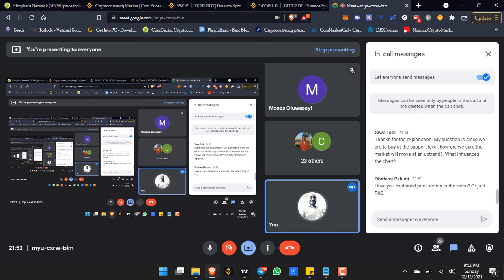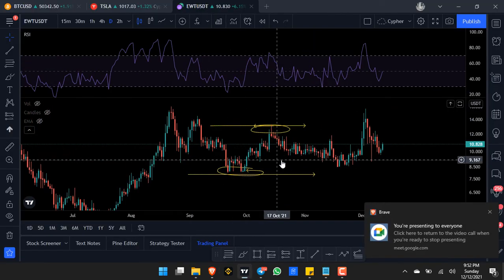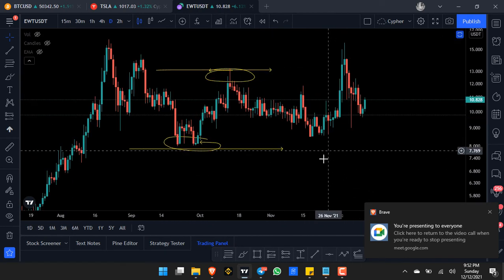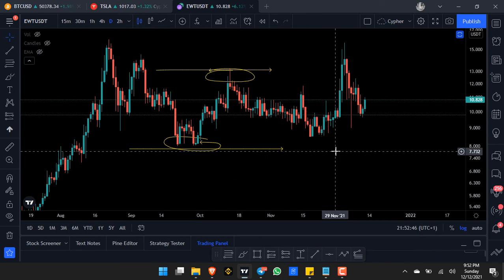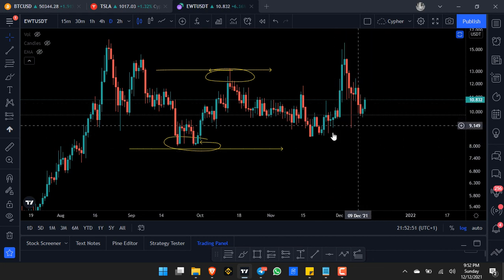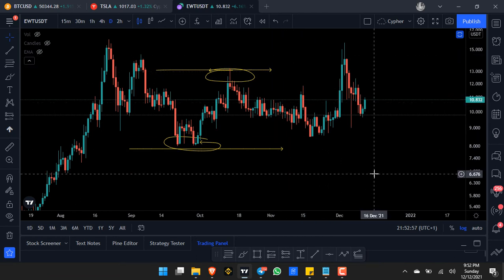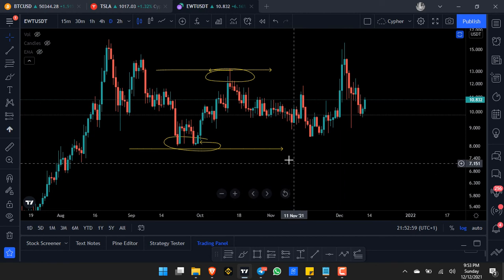My question is, since we are buying at support level, how are we sure the market will move in an uptrend? What influences the chart? What influences the chart is the behavior of buyers and sellers in the market. That's why I said do a top-down analysis. Find out for the whole of that day, has there been more buyers than sellers? Has there been more sellers than buyers? If it's a day that there has been more sells than buys, it means particularly that the price action will keep dropping, right? If there are days where there are more buyers, it will keep going up.